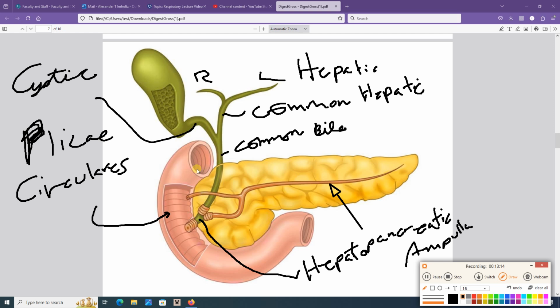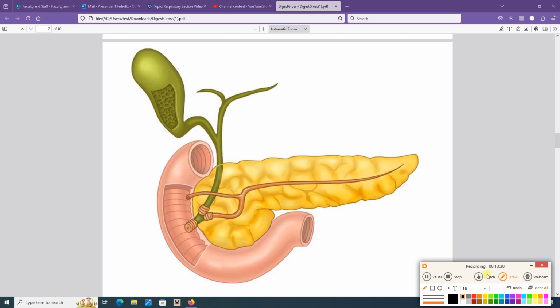Now, when food gets into the duodenum, when food-rich chyme gets in here, pancreas secretes its juice, gallbladder contracts to move the bile, and all three of these sphincters are going to relax. Okay.